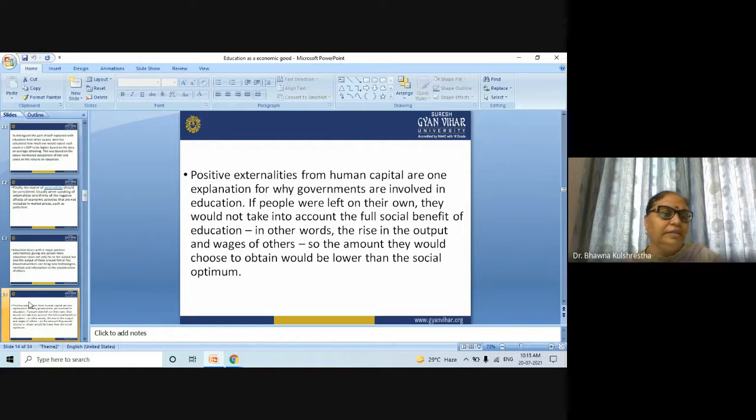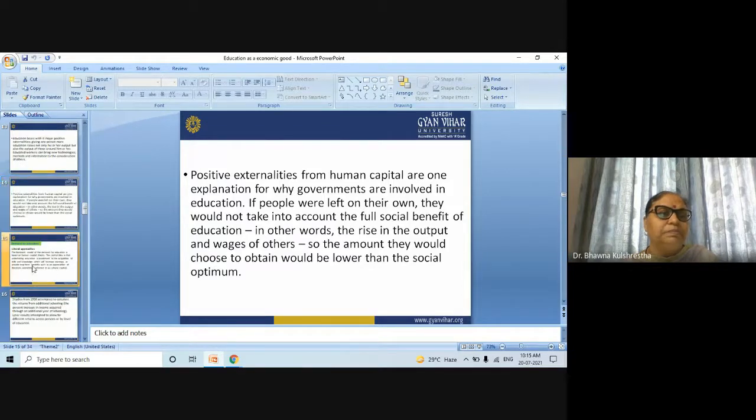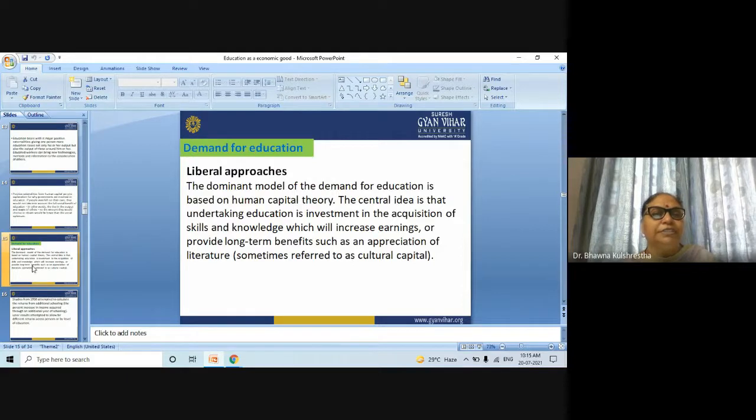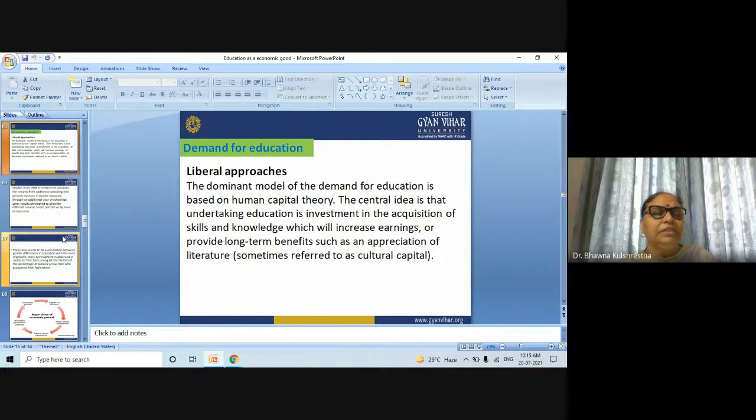And the next is the demand for education. Demand for education is the liberal approaches. The dominant model of the demand for education is based on human capital theory.